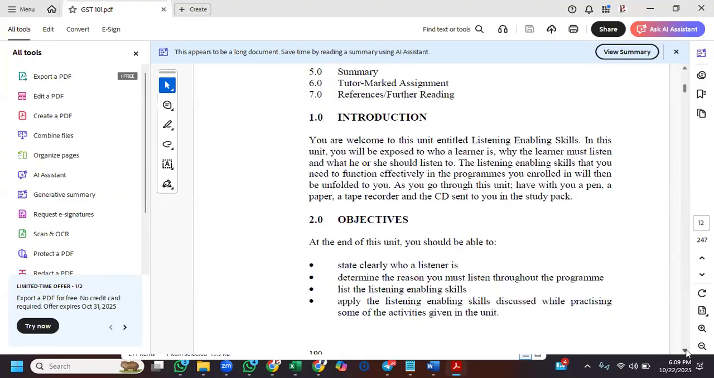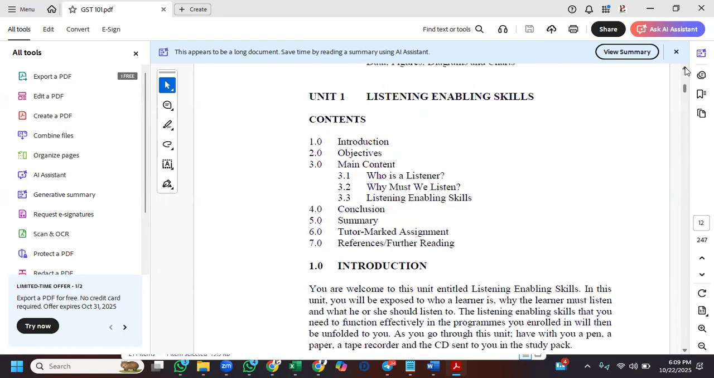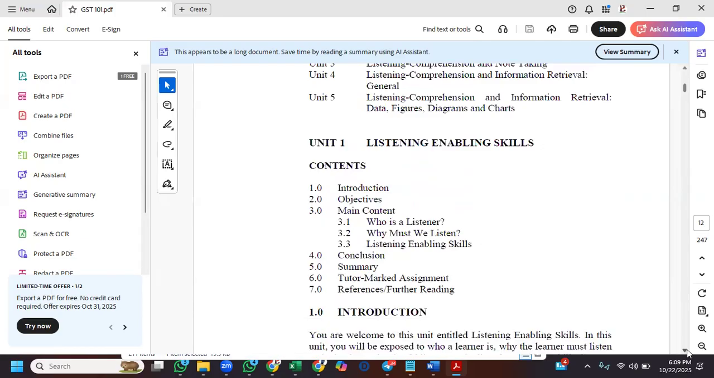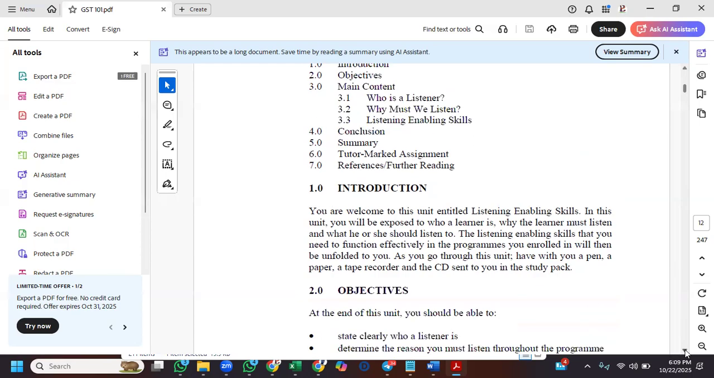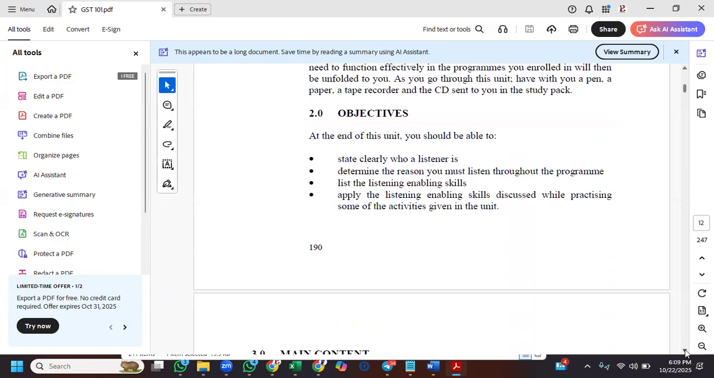Now, we'll start with listening. We're not going to be dwelling much because we've done it before. We're going to talk about who is a listener and why we must listen, and then listening enabling skills. Those are the three things we're going to talk about.